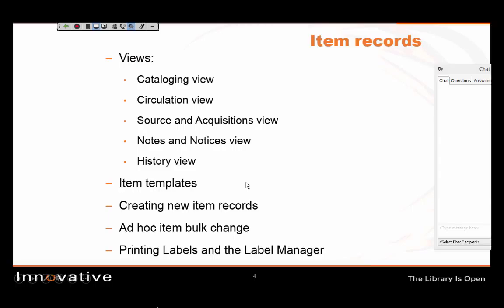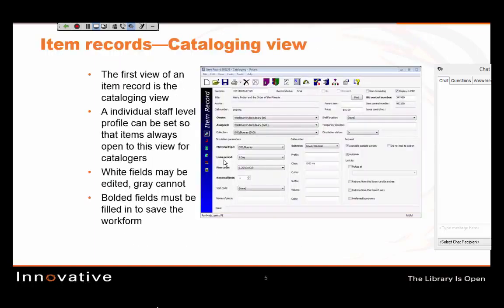To talk about the views of an item record, you primarily edit in the cataloging view, and of course you can make notes in the notes view. The rest of this is populated from the history of the item. The cataloging view is the first view of the record. Much of it comes from the existing and attached bibliographic record. Parts of the item record that are shaded in gray may not be edited, but if they have a white background, they generally can be edited. It's hard to see in this illustration.